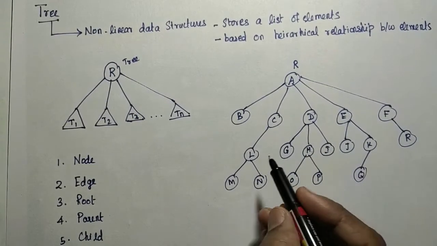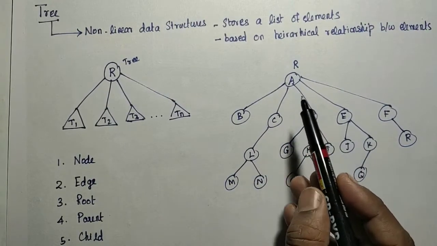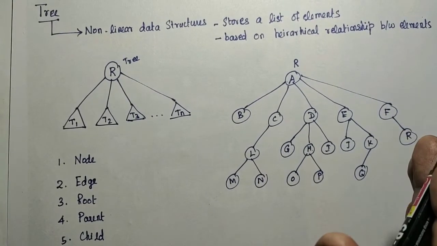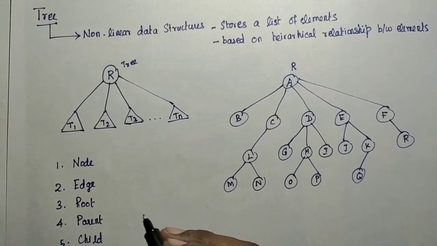So for example, L's grandparent is A. So A is a grandparent of G, H, I. Like that you can say it, but mostly we will not use it. We only use these terms, parent and child.